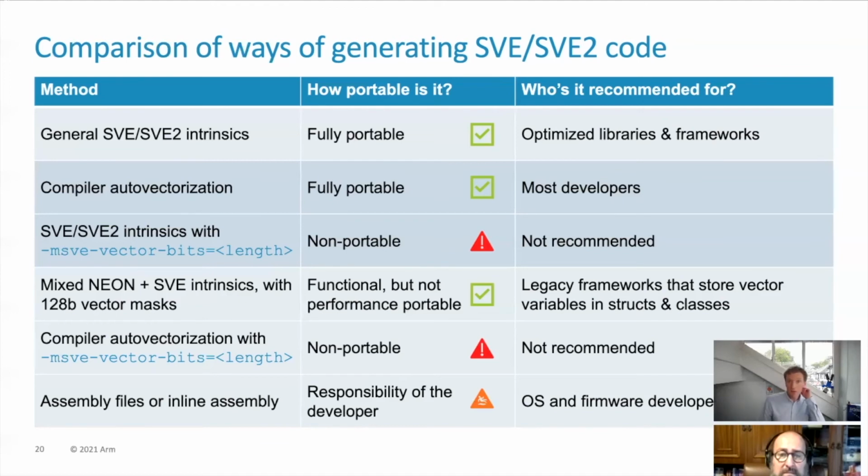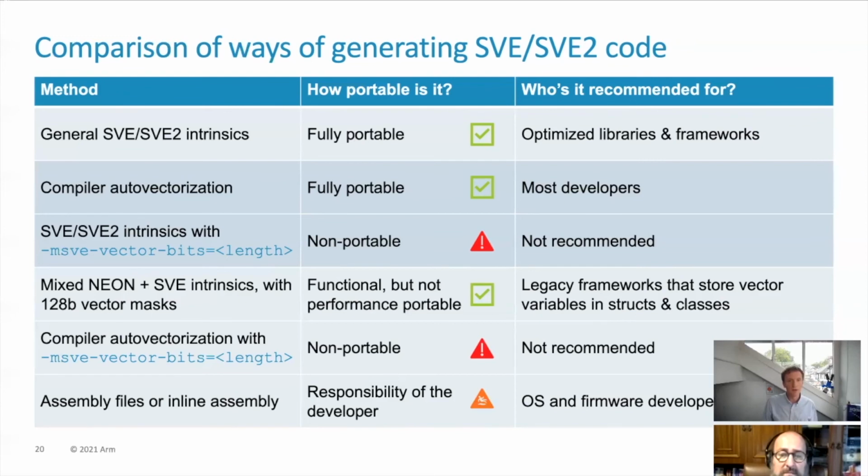Finally, it's possible to make use of the -msve-vector-bits flag in C and C++ source code with auto-vectorization. Again, this allows the compiler to assume that this code will only ever be executed on exactly the given vector width. Therefore, this resultant code will have undefined behavior when executed on machines with other vector widths, so it's not recommended for most users.